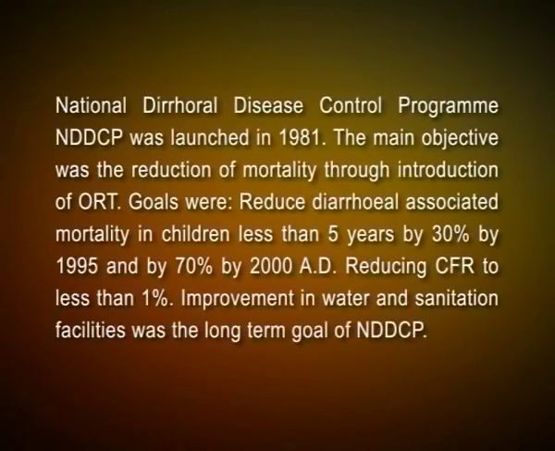National Diarrheal Disease Control Program, so-called NDDCP, was launched in 1981. The main objective was the reduction of mortality through introduction of ORT. Goals were to reduce diarrheal associated mortality in children less than 5 years by 30% by 1995 and by 70% by 2000 AD, reducing CFR to less than 1%. Improvement in water and sanitation facility was the long-term goal of NDDCP.